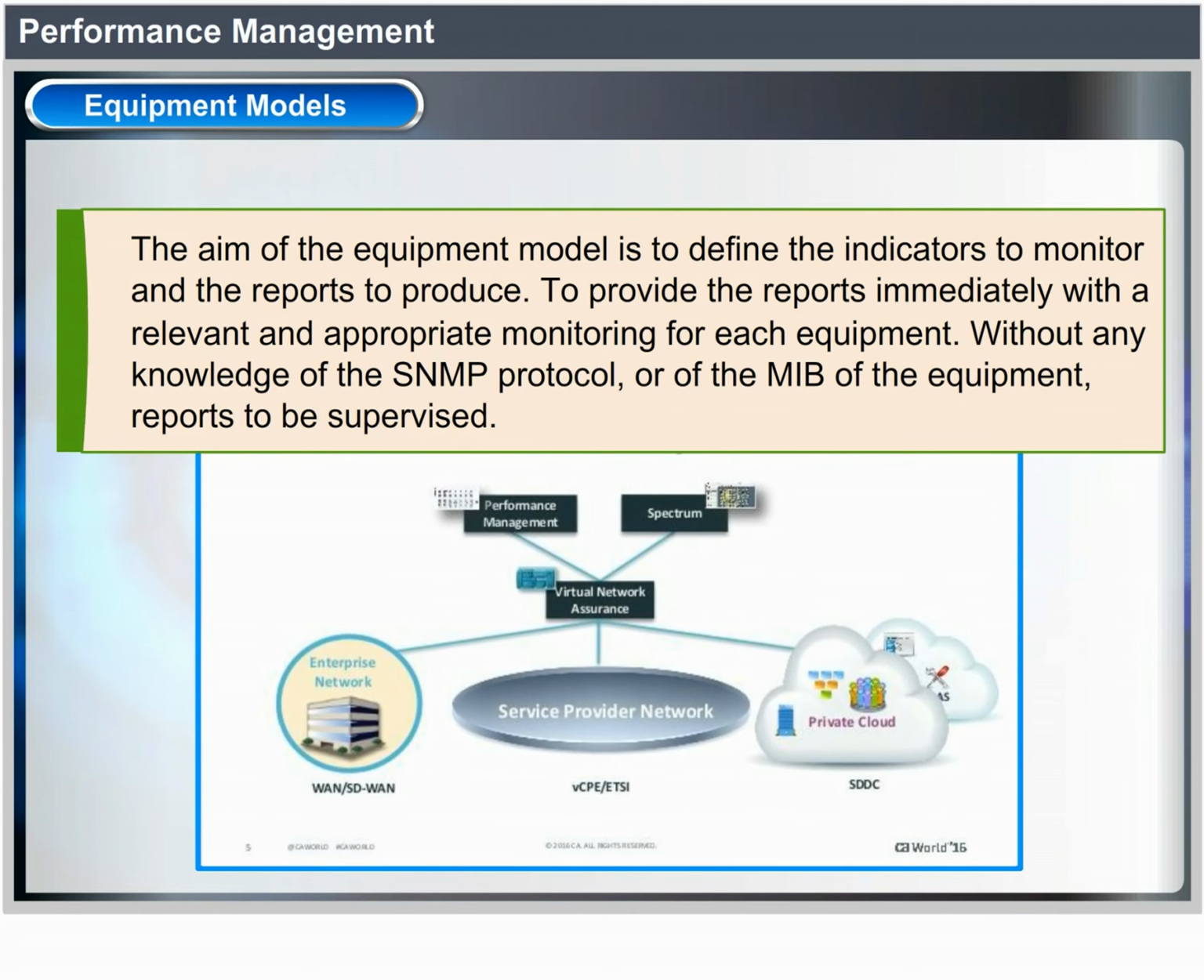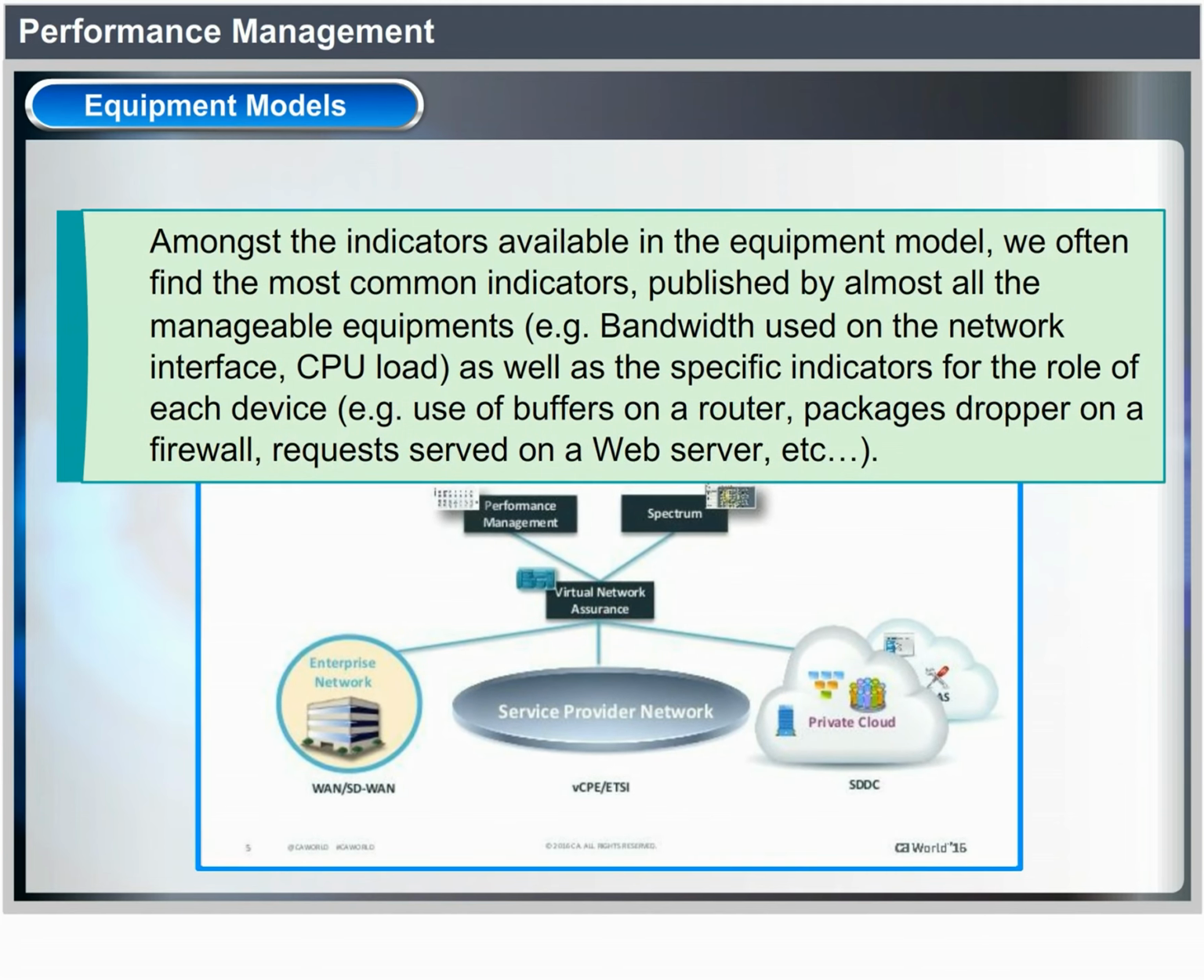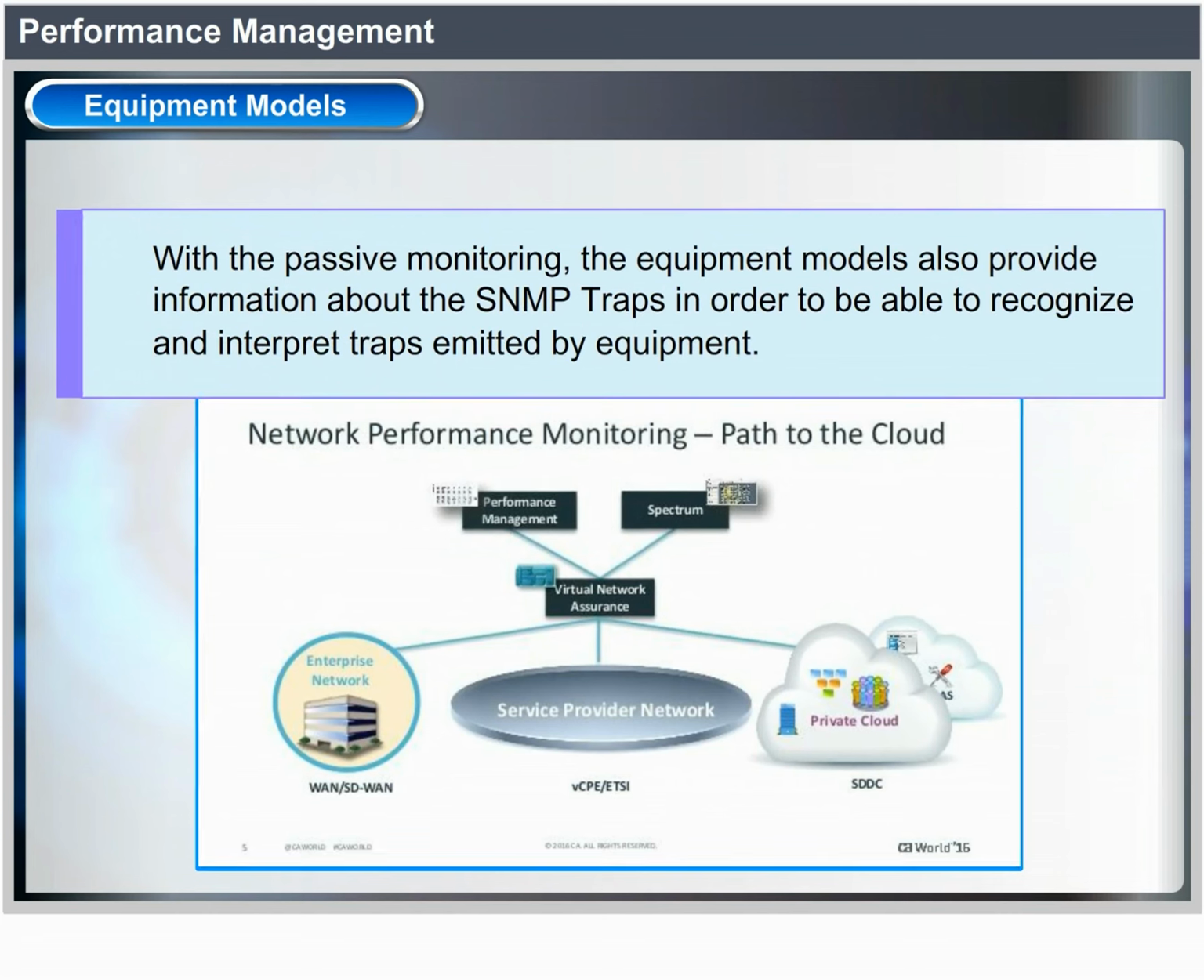Amongst the indicators available in the equipment model, we often find the most common indicators published by almost all the manageable equipments, for example, bandwidth used on the network interface or CPU load, as well as the specific indicators for the role of each device, for example, use of buffers on a router, packets dropped on a firewall, requests served on a web server, etc. With passive monitoring, the equipment models also provide information about the SNMP traps in order to be able to recognize and interpret traps emitted by equipment.